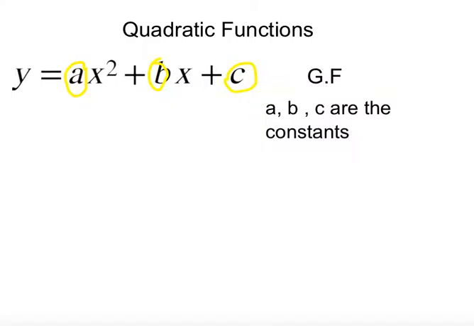On the other hand, we have x or x squared, this term, x here and y here. These are the variables. This means these values are not going to change. In the whole problem we are solving, the whole course talking about quadratic functions, these letters are always letters. We are not going to put numbers for them.